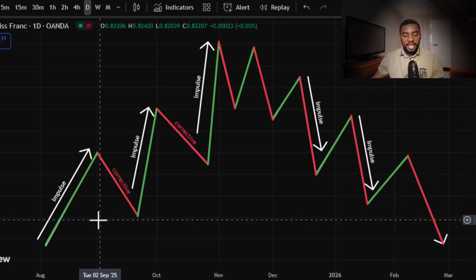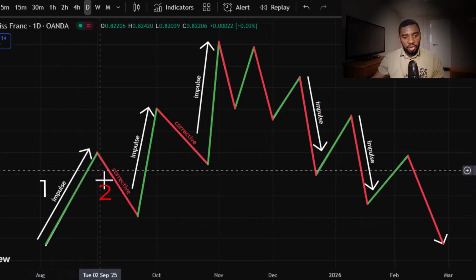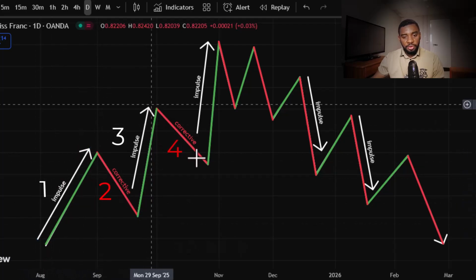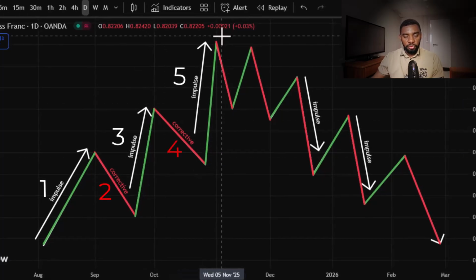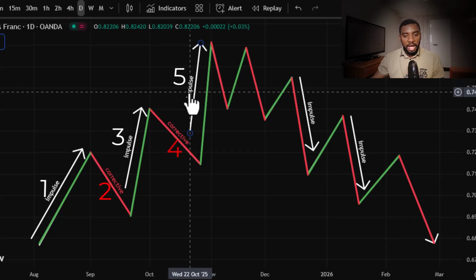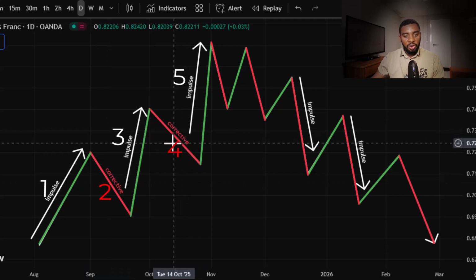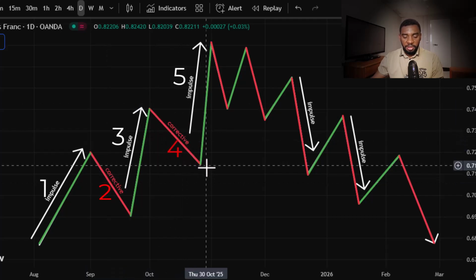Now let's look at Elliott wave theory. We have our first move here, second move, third move, fourth and fifth move. Now our first, third and fifth phases are called impulsive phases, while 2 and 4 are called corrective phases.